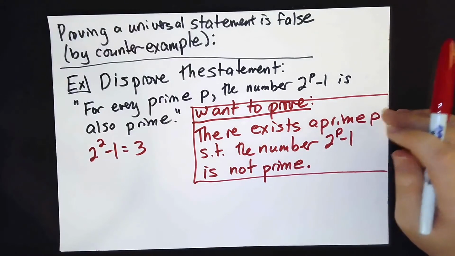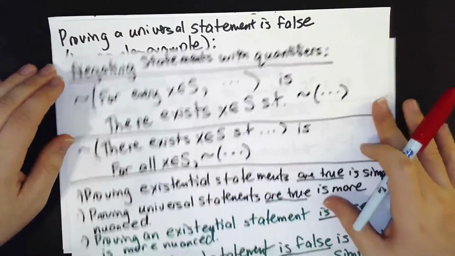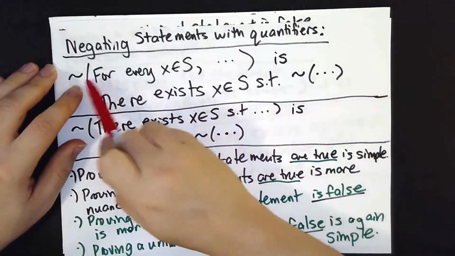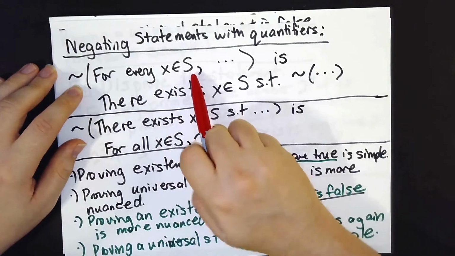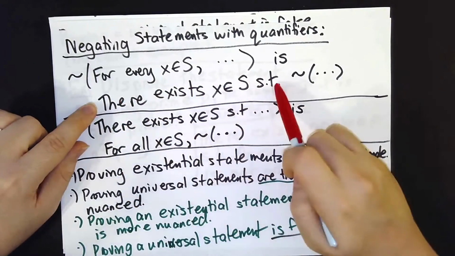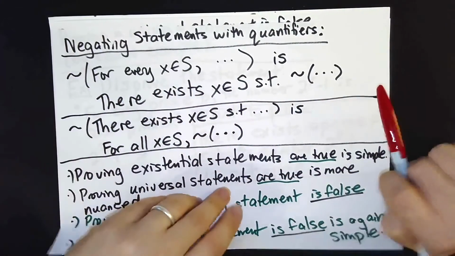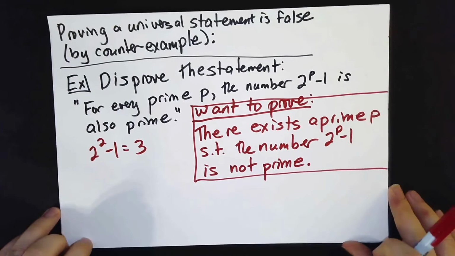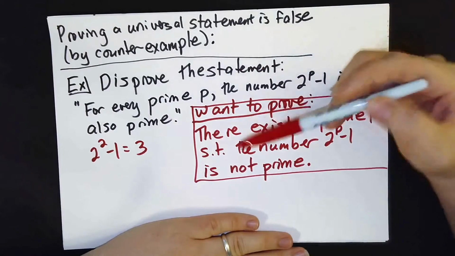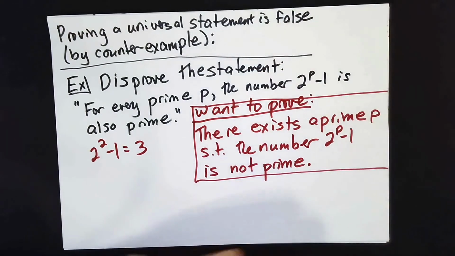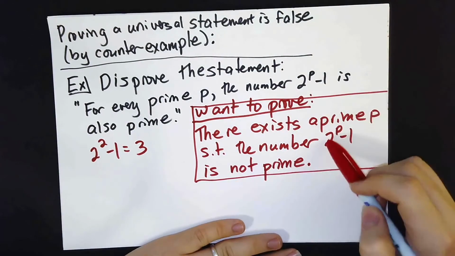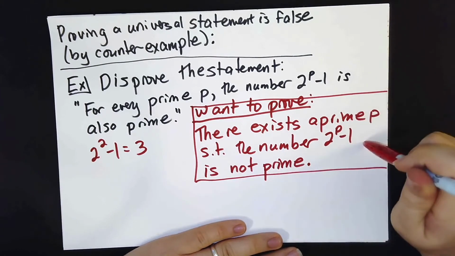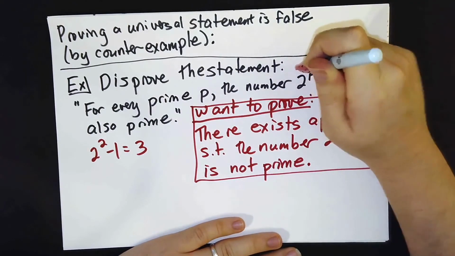That is just following the negation rule that we wrote here. If I negate "for every something, something," I get "there exists a something such that not something, something." So in order to complete this disproof, I'm going to have to find an example to prove this statement, which disproves its negation, which was the original statement.